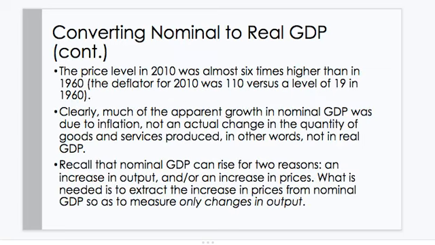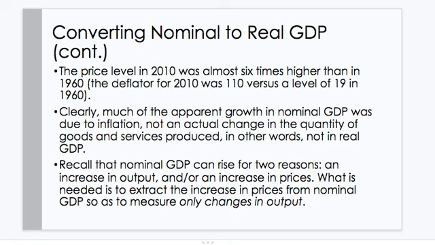Continuing along, the price level in 2010 was almost 6 times higher than in 1960. The deflator for 2010 was 110 versus a level of 19 in 1960. Clearly, much of the apparent growth in nominal GDP was due to inflation, not an actual change in the quantity of goods and services produced. In other words, not in real GDP. Recall that nominal GDP can rise for 2 reasons, an increase in output and/or an increase in prices.